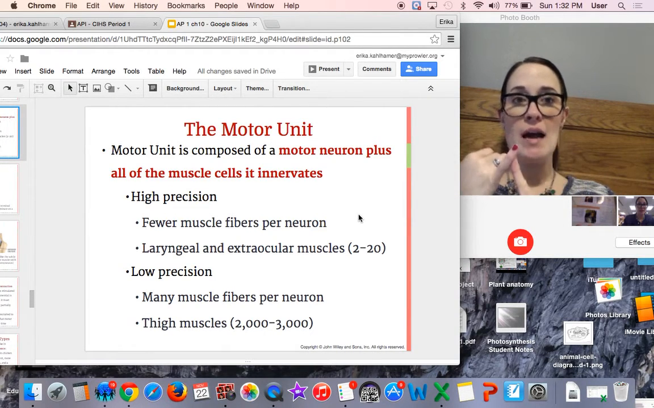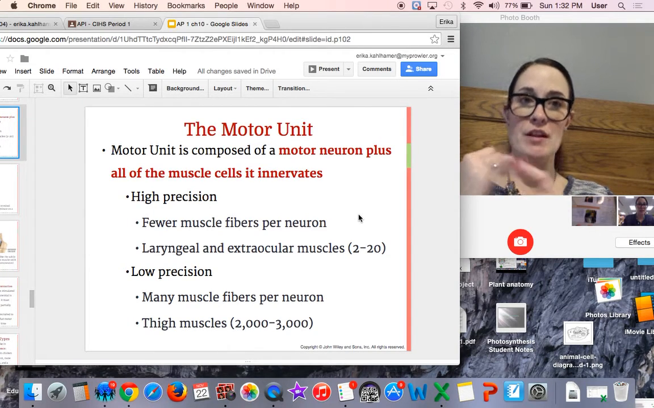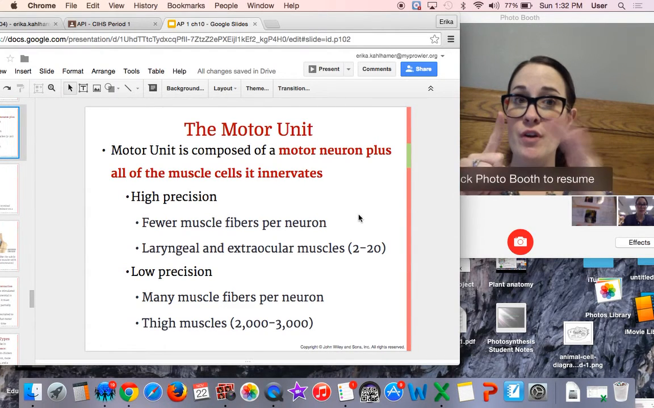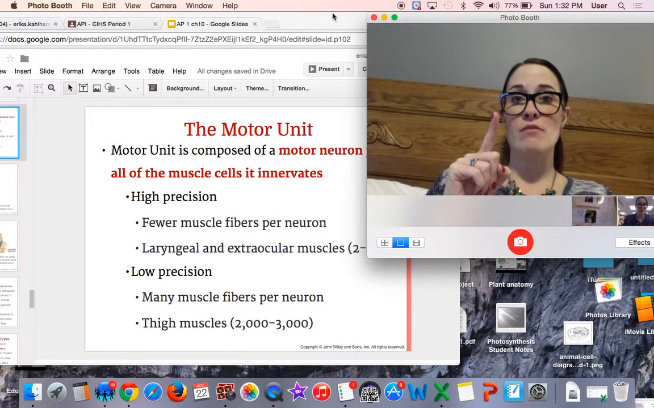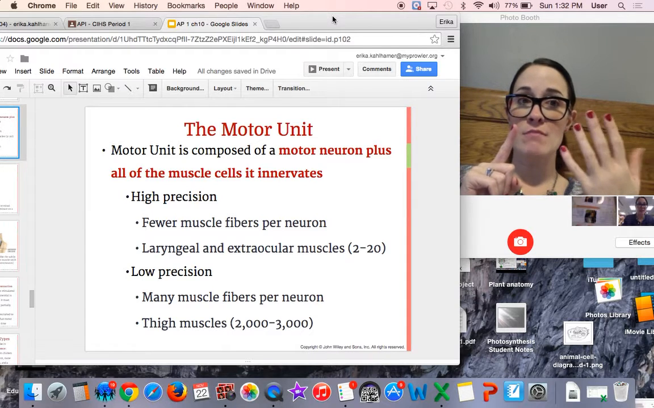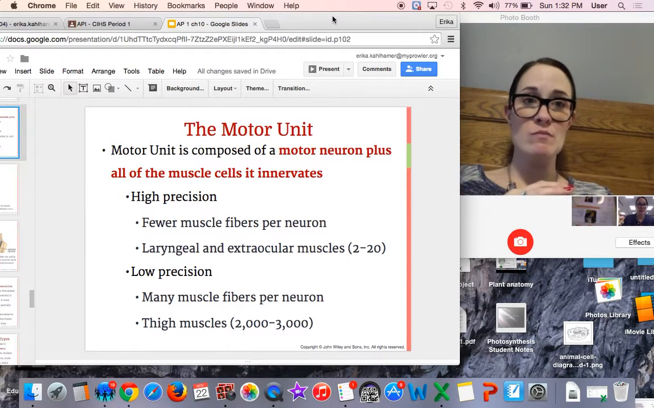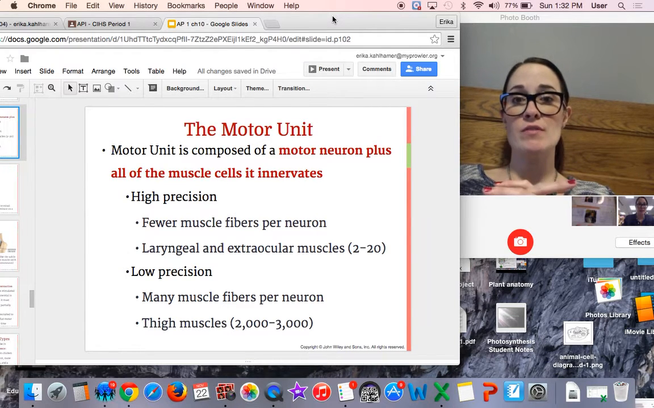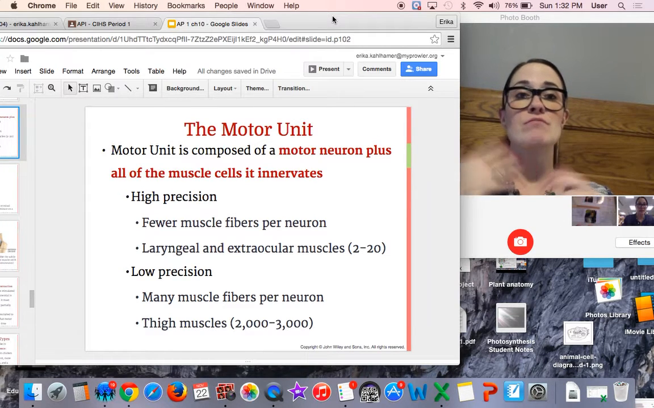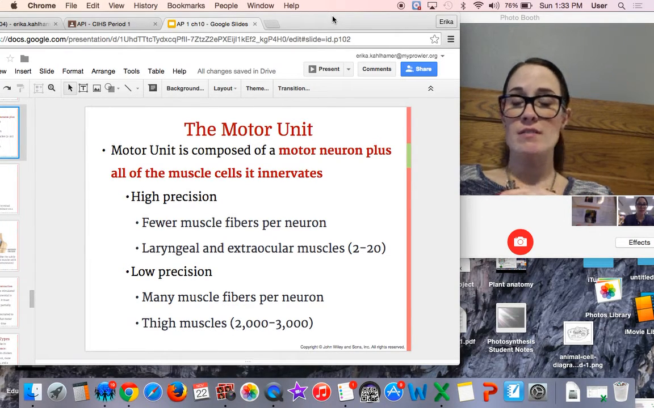Motor units can either be high precision or low precision. High precision, they have a few motor fibers, muscle cells, 2 to 20 per motor neuron. So the fewer muscle fibers equals more precise movement. These are found, for example, in the extraocular muscles around the eye, responsible for the quick eye movement. It needs to be precise. Also laryngeal, so voice, your larynx.